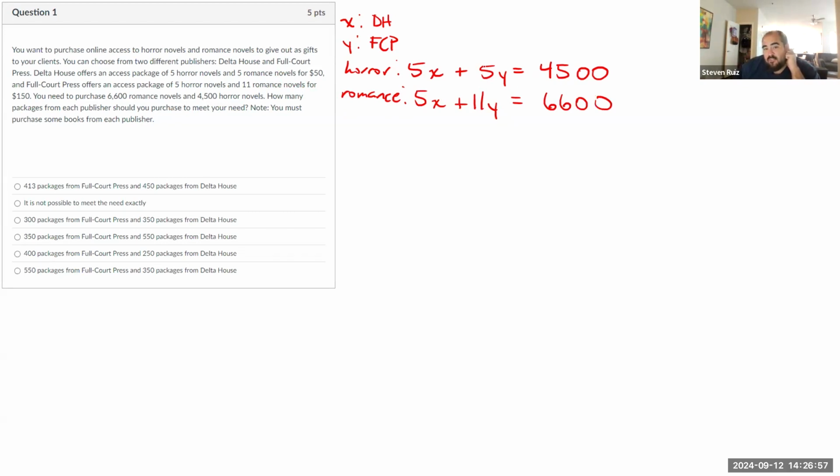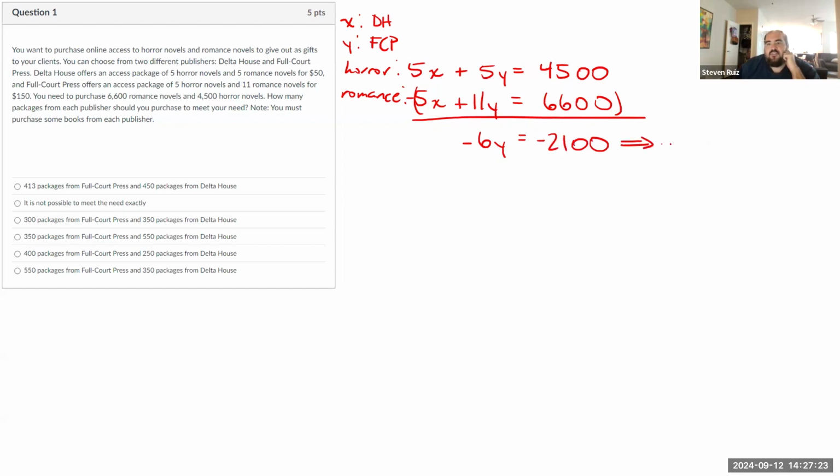There are lots of ways to solve these. The one that jumps out at me is elimination, because both of these equations have a 5x. So what I'm going to do is subtract straight down. 5x minus 5x, those cancel out. 5y minus 11y is negative 6y. And 4,500 minus 6,600 is minus 2,100.